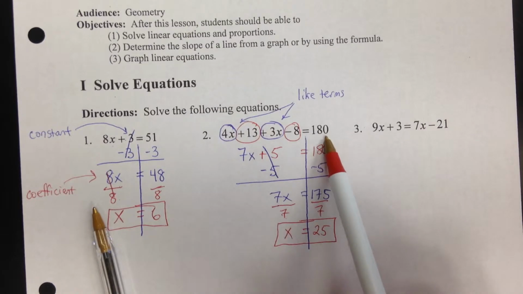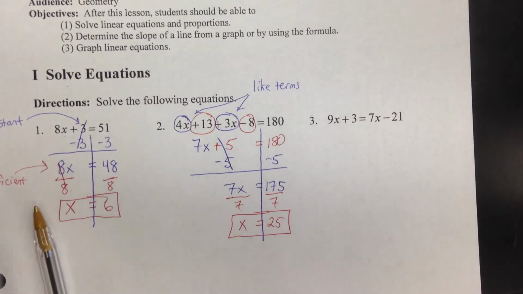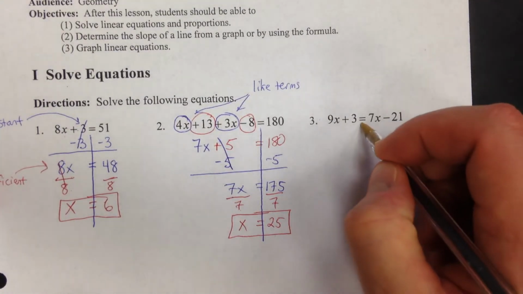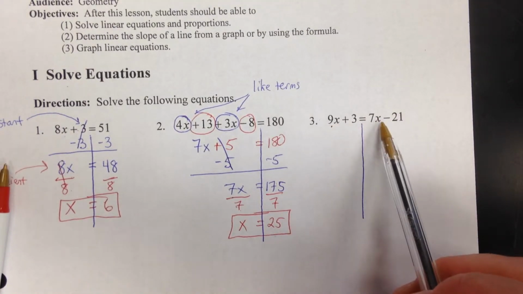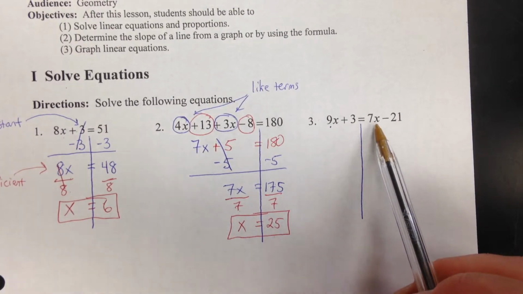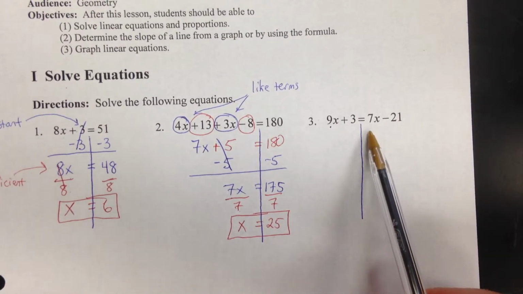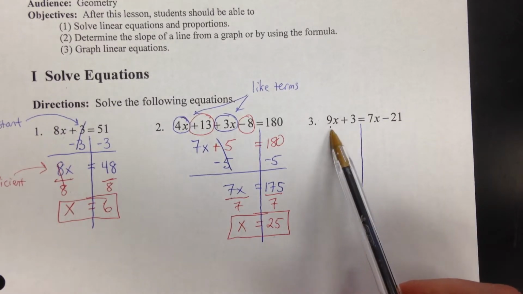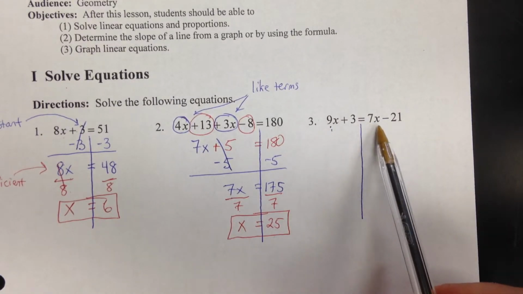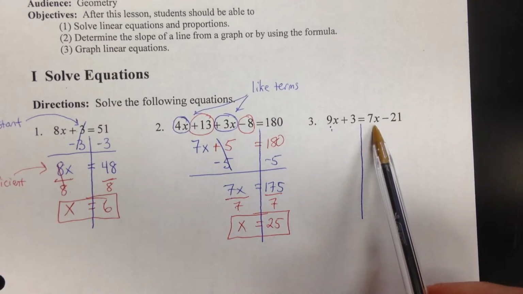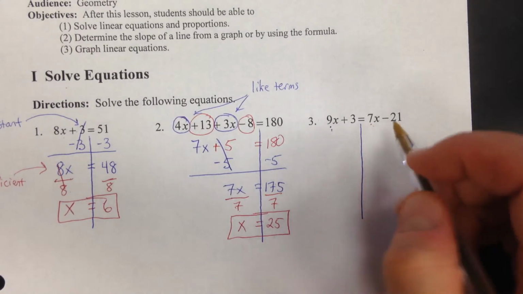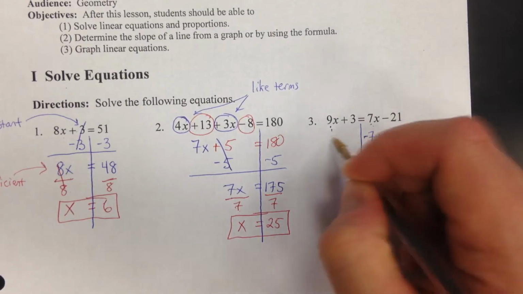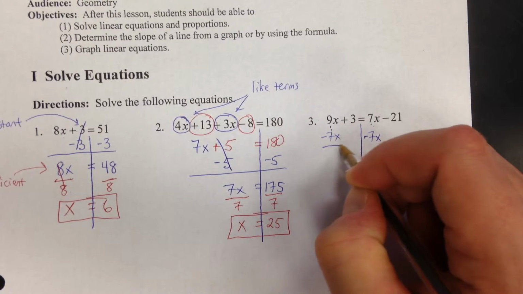Now number 3 is a little bit different because you have variables on both sides. You have 9x on the left, 7x on the right. The first thing I'm going to do is move the variables to one side. I want to get them on the same side. I can either move 9x or I can move 7x. I'm going to move the 7x because it's a little bit smaller. That's a positive 7x, so I'm going to go minus 7x on both sides.